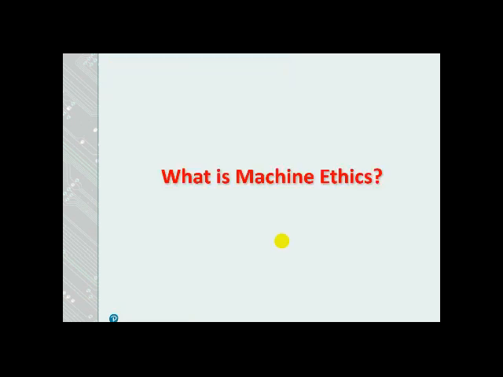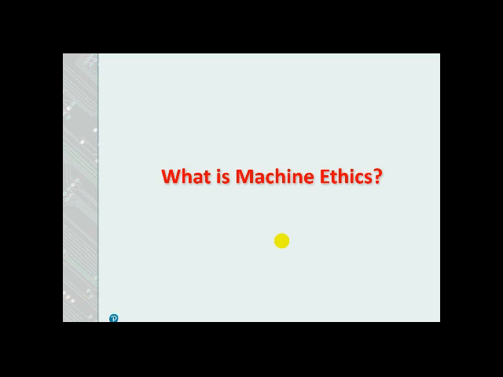What is machine ethics? Machine ethics, or machine morality, computational morality or computational ethics, is a part of the ethics of artificial intelligence concerned with adding moral behavior to machines which use artificial intelligence, otherwise known as artificial intelligence agents.